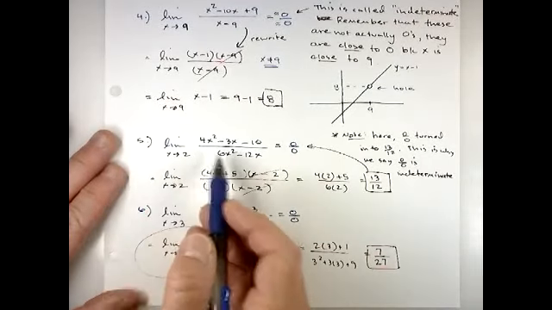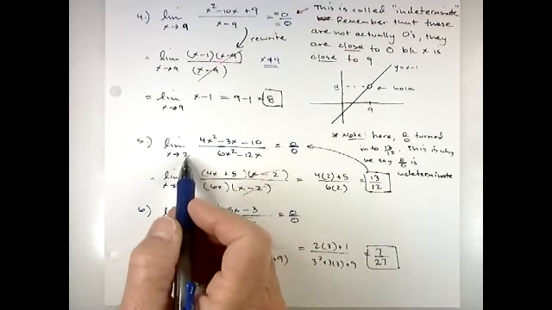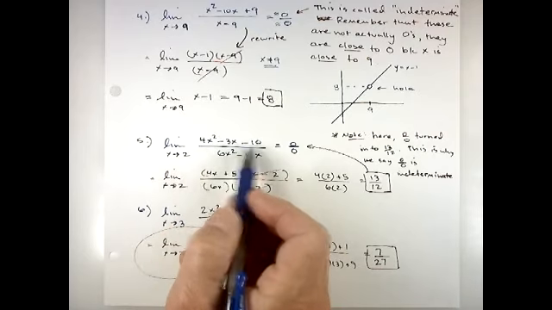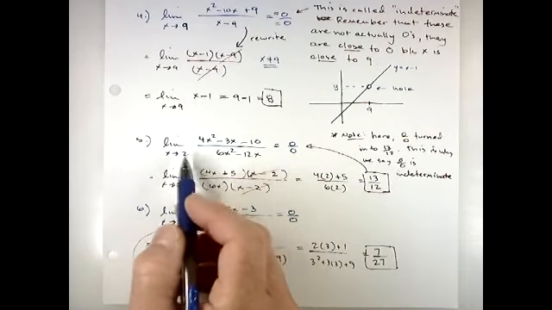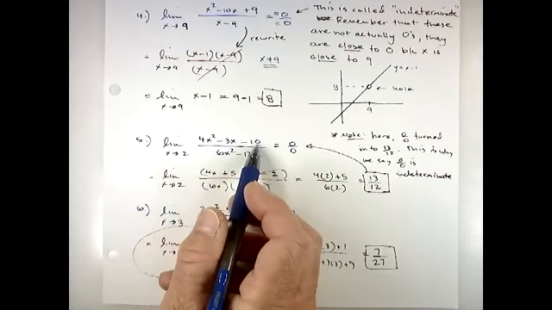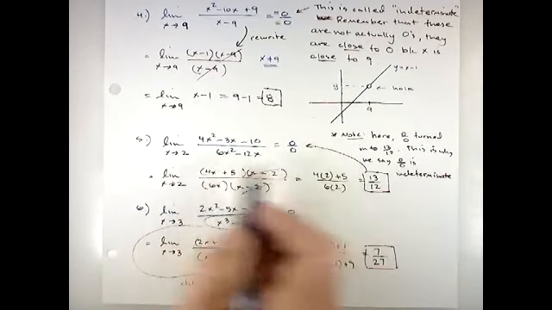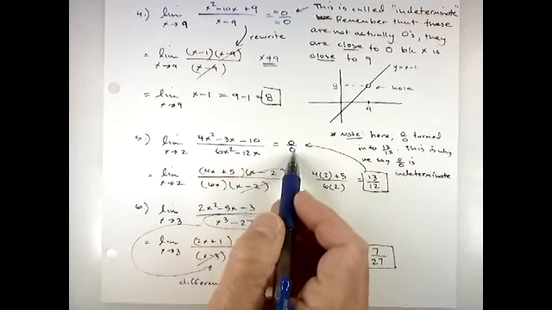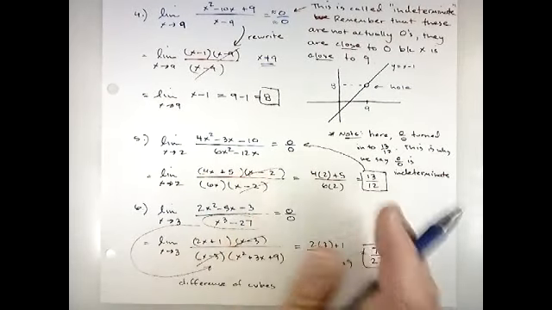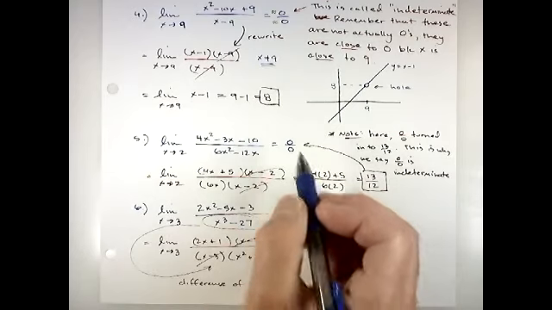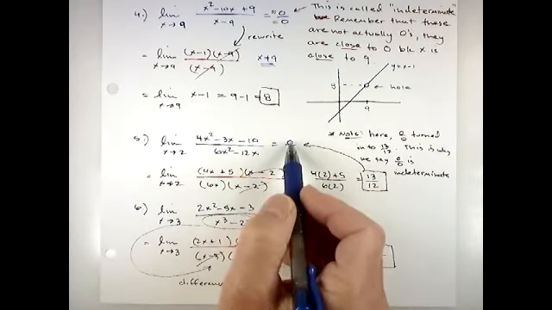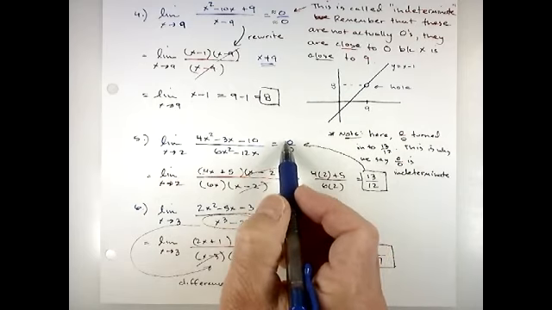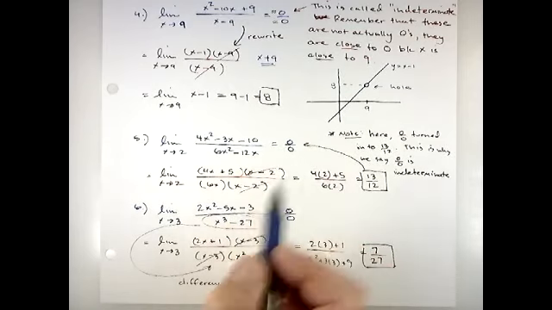So let's try some more. We've got x approaching 2, 4x squared minus 3x minus 10 over 6x squared minus 12x. If you plug in 2 to the top, you're going to get 0. And if you plug in 2 to the bottom, you're also going to get 0. Okay? So another indeterminate form, right? Remember, it's not really 0. It's approximately 0 over approximately 0.